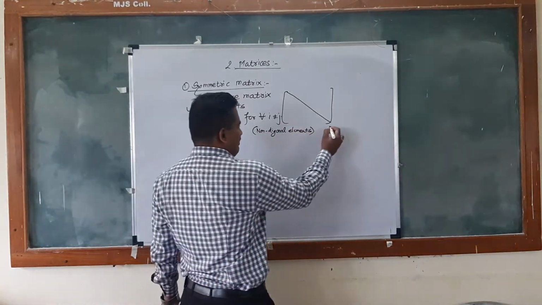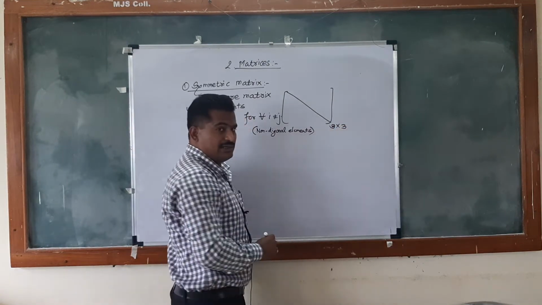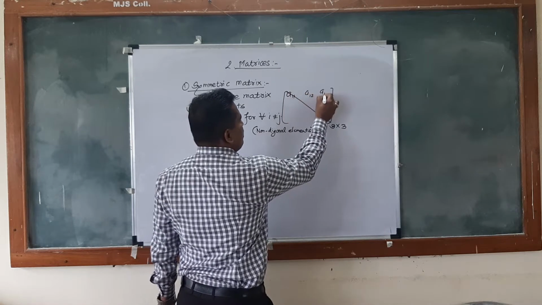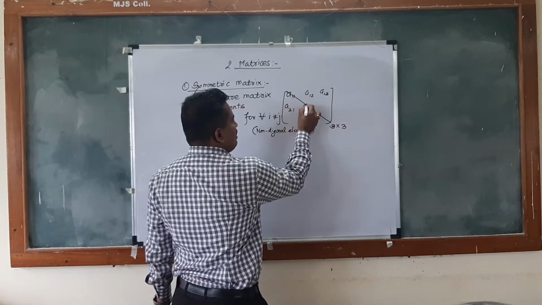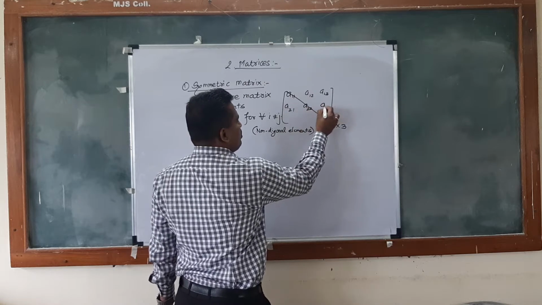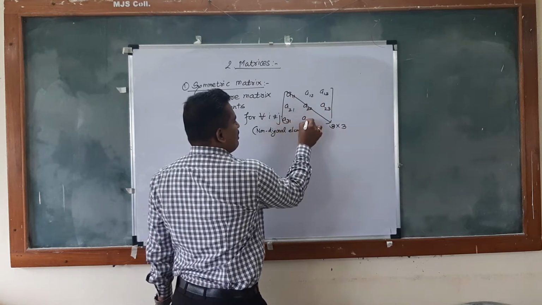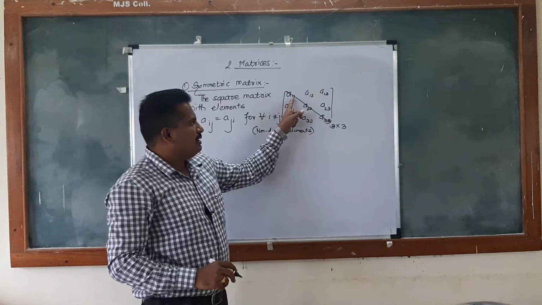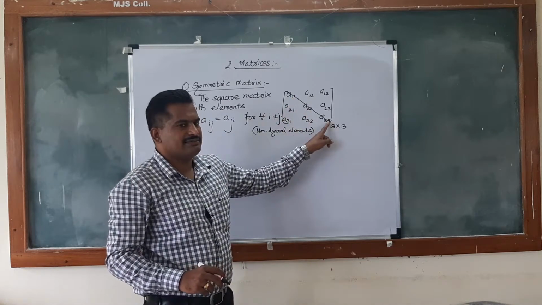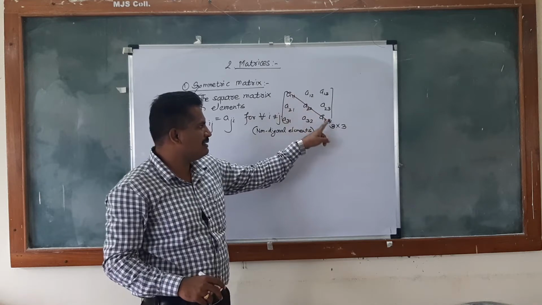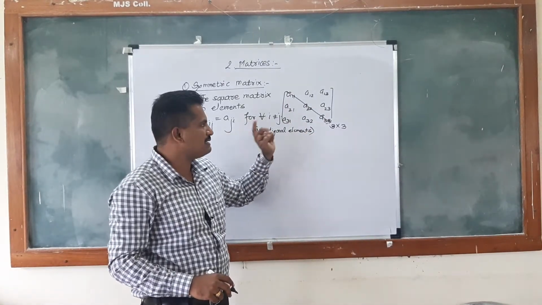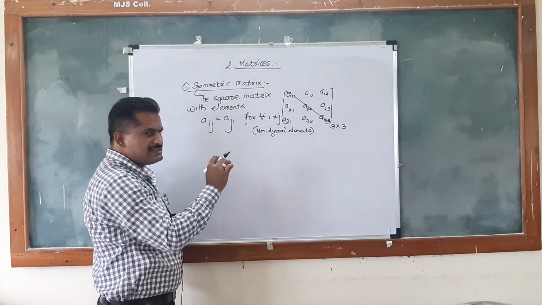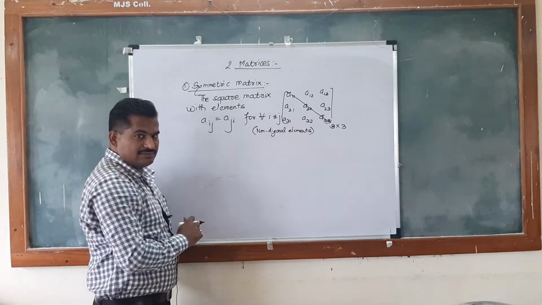For example, for a 3 by 3 matrix, the elements are A11, A12, A13, A21, A22, A23, A31, A32, A33. A11, A22, A33, where i is equal to j, are diagonal elements. We cannot restrict diagonal elements. And for Aij and Aji, the coefficients are reversed.